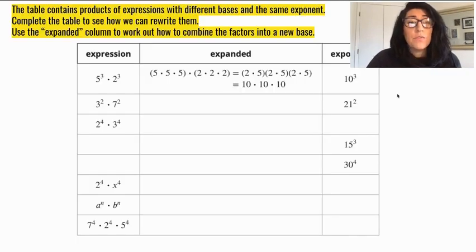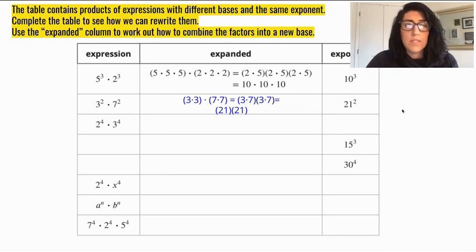All right, now that you've finished the table, we're going to start with the next one, 3 squared times 7 squared. And so we're going to list out those factors. So 3 times 3 and 7 times 7. We're going to group the 3 and the 7 together twice. And we know that 3 times 7 is 21. So we can write this as 21 squared because it's written out 21 times 21.